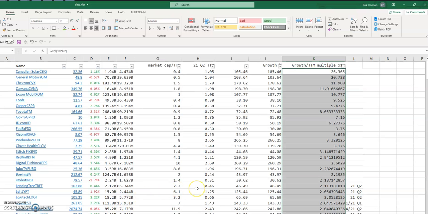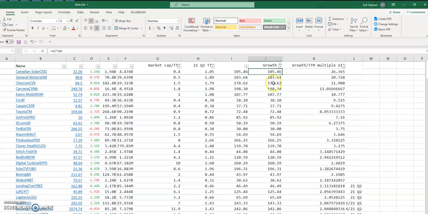So I also did a comparison. I just have the full list here. What I did was I took the growth and put it not as a percentage but as a full number. So this is growing at 105% per year. This is almost growing at 200% per year. And then we've got your multiple here.